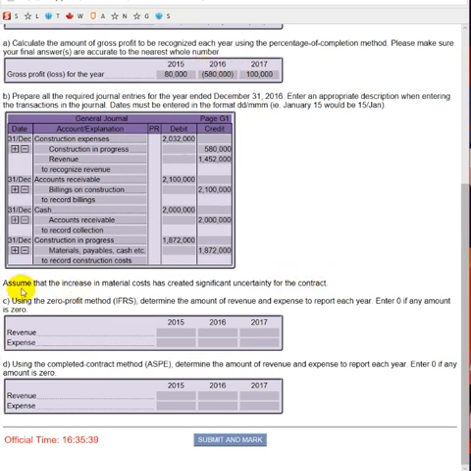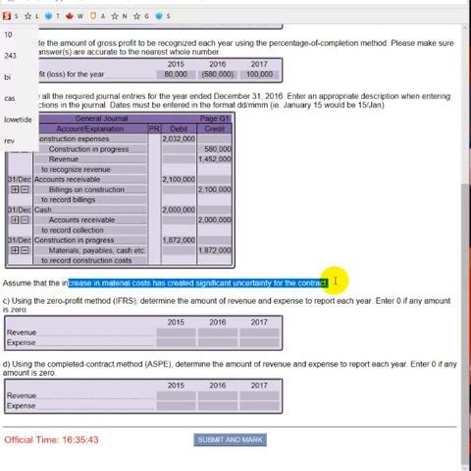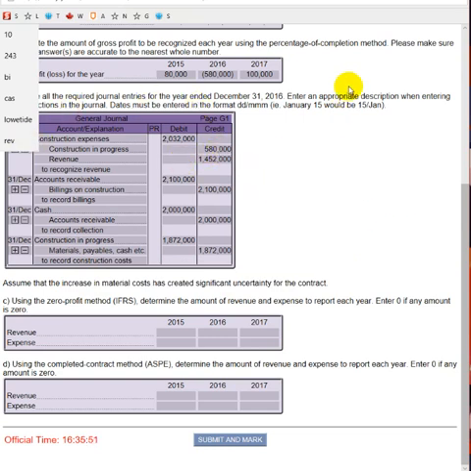So then we've got a note here that says, assume that the increase in material costs has created significant uncertainty for the contract, which means that we're going to use one of the, I'm not quite sure what happened there. We've got items showing up over there. Strange. All right, I figured out how to get rid of them.